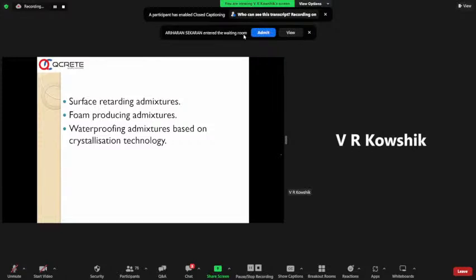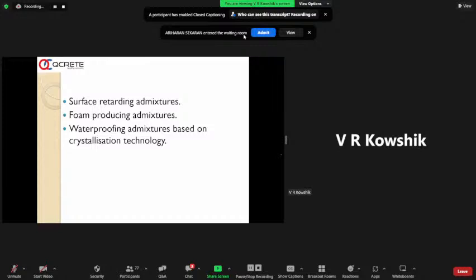surface of the concrete. It will not allow the concrete to set on the surface, and then you come the next day morning, splash with a jet of water, remove the cement particles, and you get an exposed surface. Foam producing admixtures are used for making concrete which can fill trenches, which can also act like a bed for tiles or some laminates.